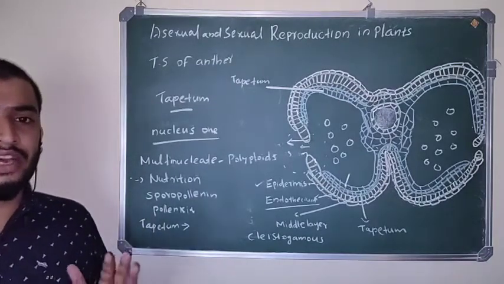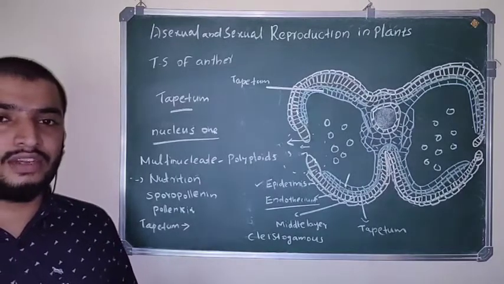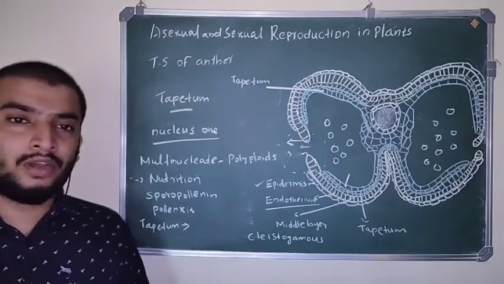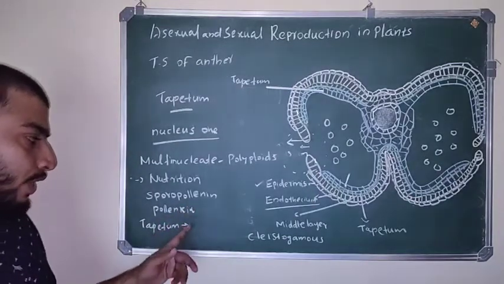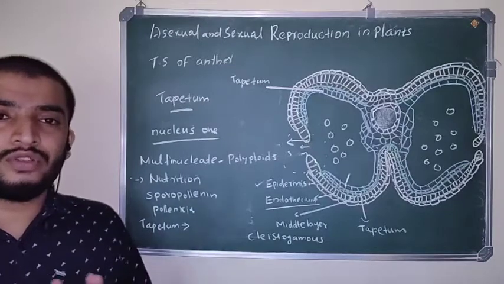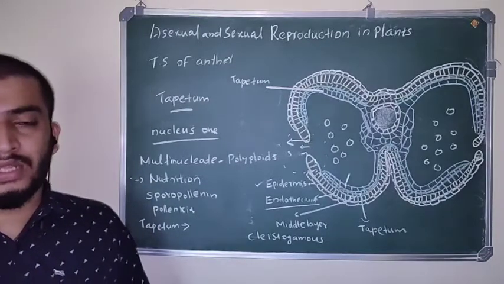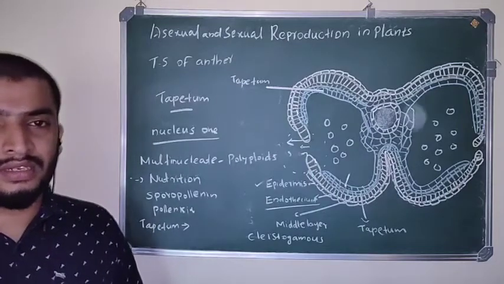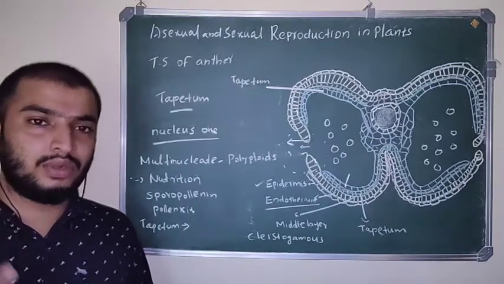Also, their development is completed at the stage of tetrad, and then they contribute to the development of materials like sporopollenin and pollen kit of the pollen grain. Okay, so these are the main points of tapetum. Then next part, there are two types of tapetum. Let's discuss what the two types of tapetum are.